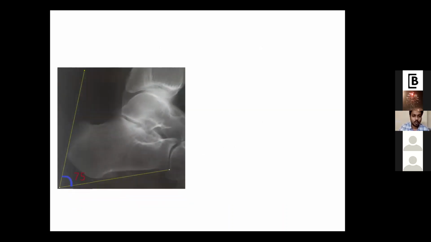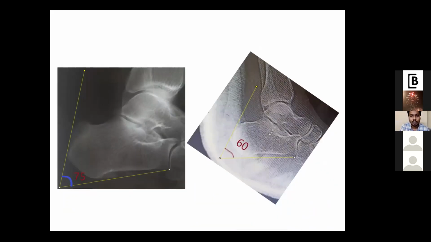So this is a patient with insertional Achilles tendinopathy. She was investigated further. Tendon degeneration was minimal. The typical Haglund deformity could be visualized here. The angle was greater than 75 degrees, which is significant. Post arthroscopic Haglund resection, the angle has come to 60 degrees. The patient is reporting very good symptomatic relief.